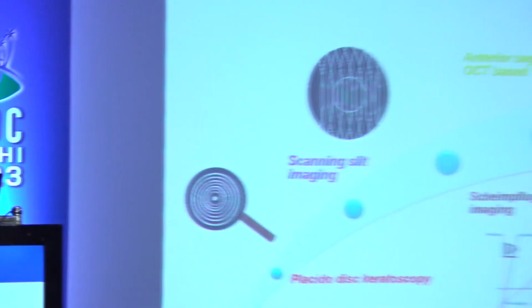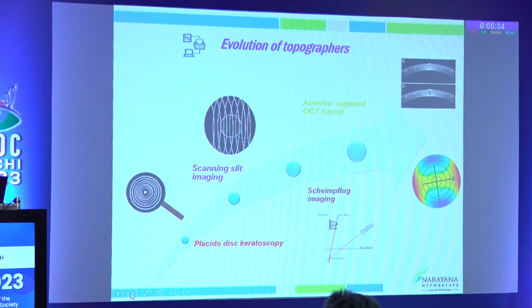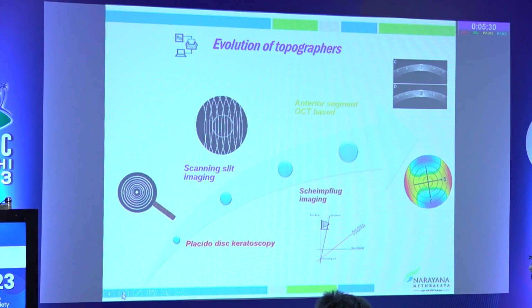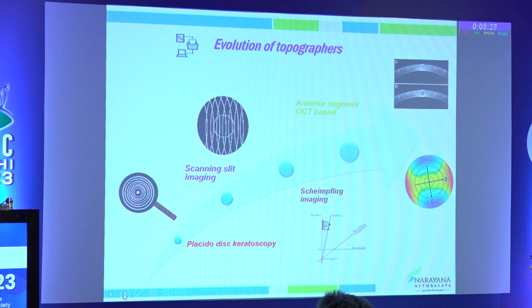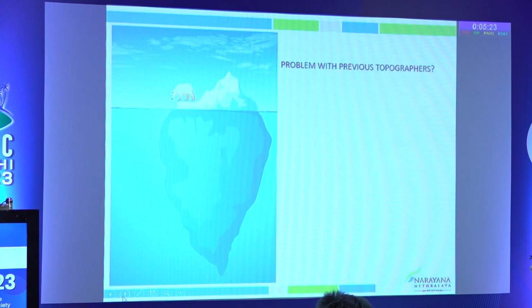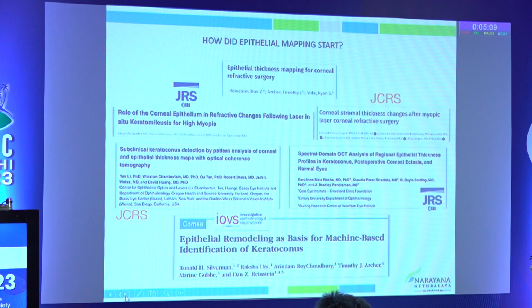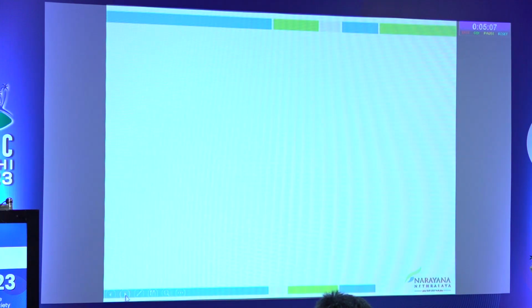So here is how the evolution of the corneal topographers has happened over the years, starting from Placido disc keratoscopy, then with scanning slit imaging, and then came Scheimpflug imaging, which is being used in Pentacam, and then advanced anterior segment OCT based corneal topographers. The problem with previous topographers was that they were unable to get the epithelial and stromal maps separately. So the stromal abnormalities get hidden because of the masking effect of the epithelium. This is how corneal epithelial mapping started.